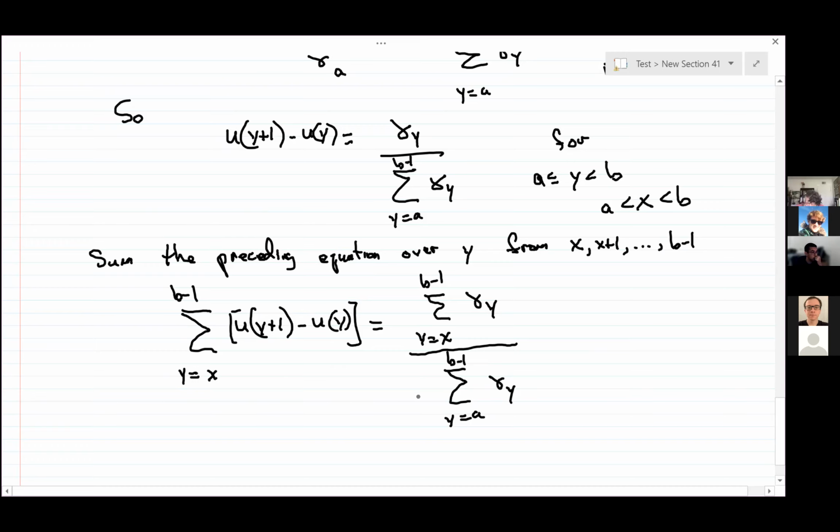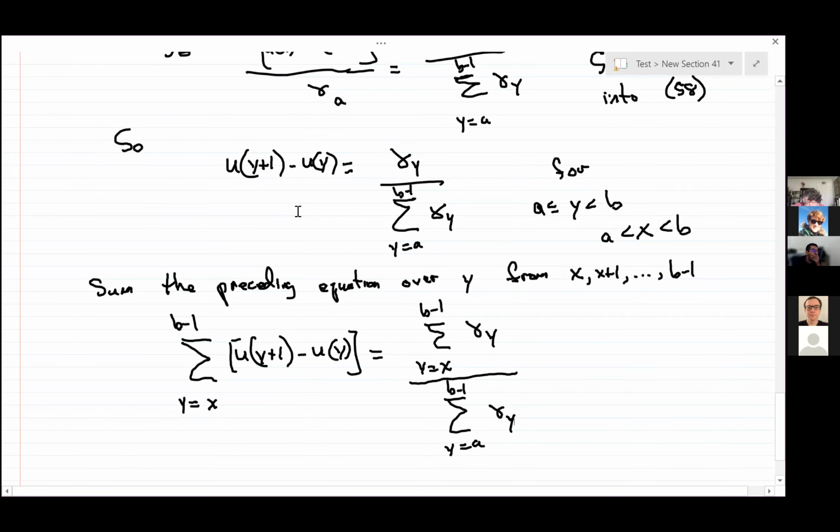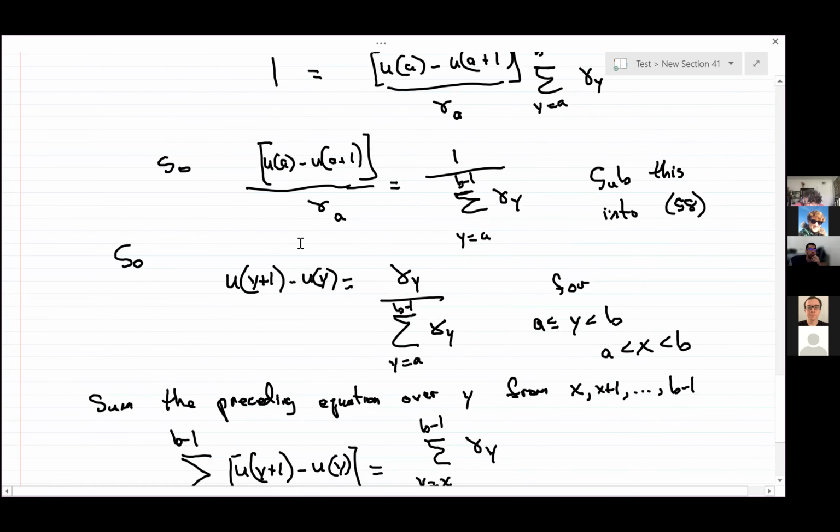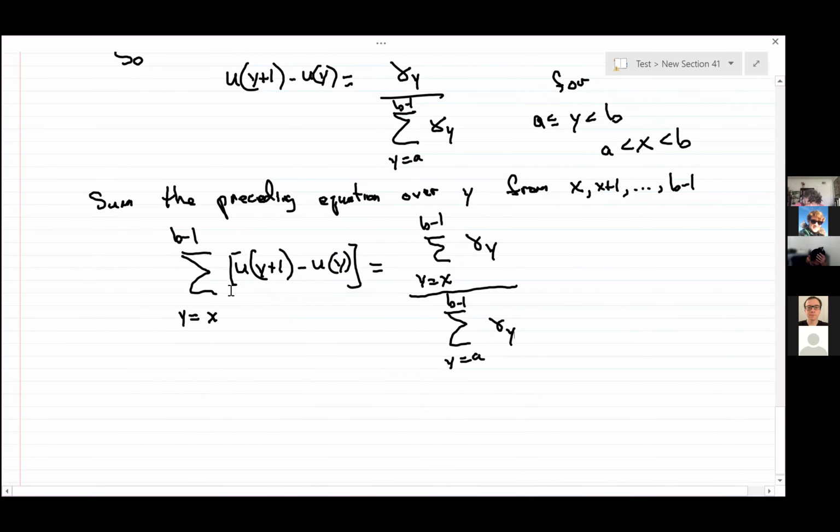Okay, now that's tricky. It's tricky in a couple ways. We've already summed once an equation. Now we're summing again over an equation. But the beauty of it, I suppose, is that this is a telescoping series again. Okay. So what does it look like?